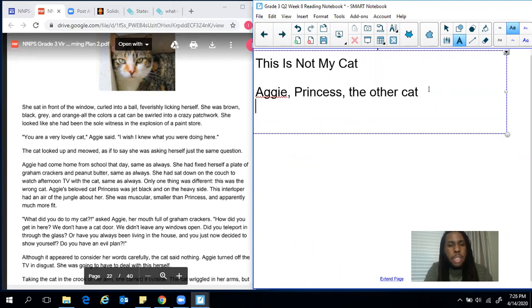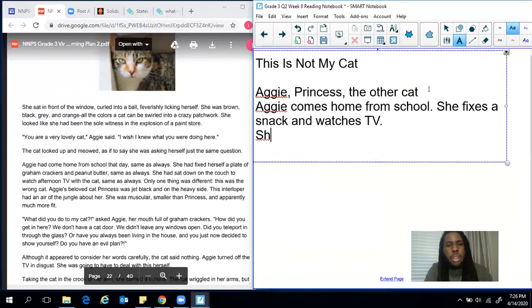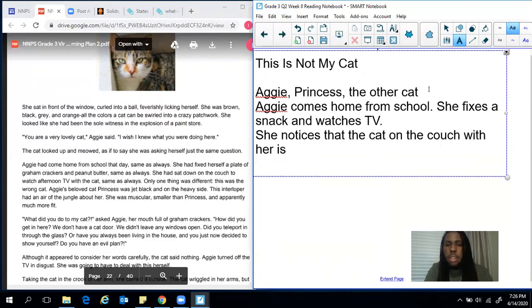So let's think about what happens first. Aggie comes home from school. She fixes a snack and watches TV. Then she notices the cat, not her cat, because we know it's not Princess. She notices that the cat on the couch with her is not her cat, Princess.